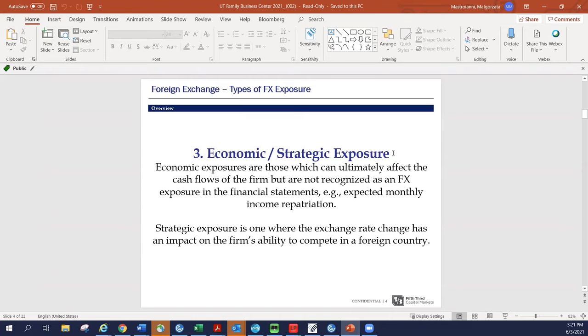Now, other clients might not be involved in cross-border transactions, but they might have competitors who are located outside of the United States. So if this competitor is located in China and the Chinese yuan depreciates in value or weakens, their products become a lot more attractive to companies here in the US because they're simply cheaper. So our clients might lose market share as a result of the foreign competitor simply having that foreign exchange rate advantage.